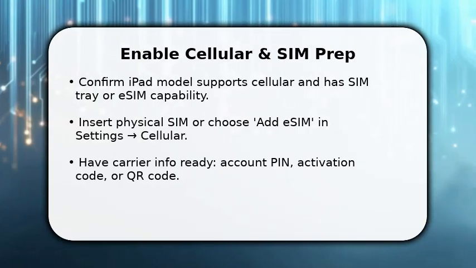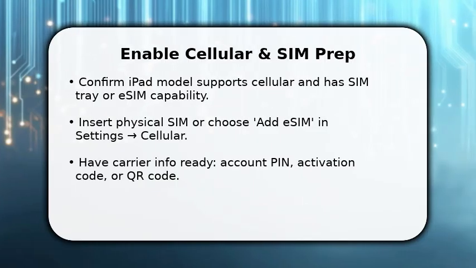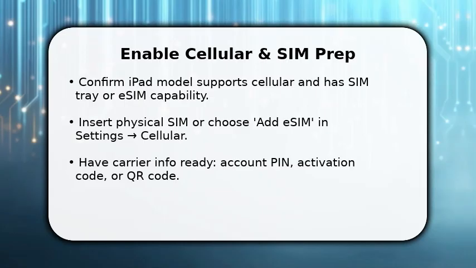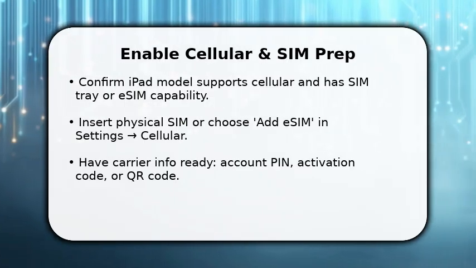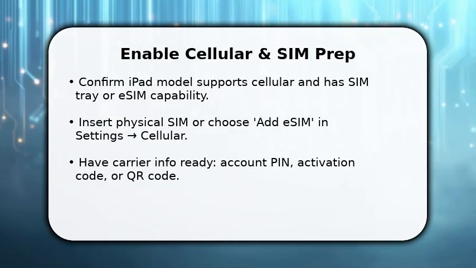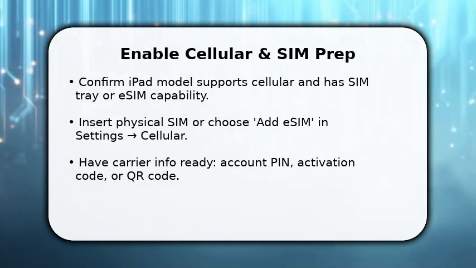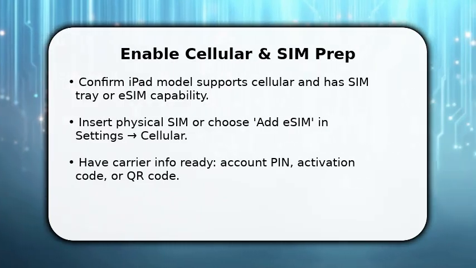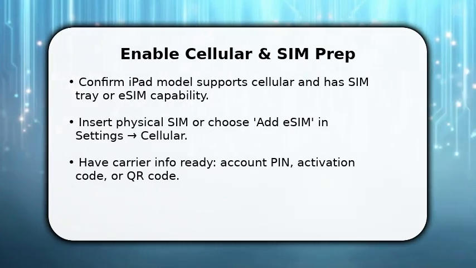You'll start by confirming your iPad supports cellular and preparing the SIM or eSIM. Open Settings and tap Cellular. This is where activation begins. If you have a physical SIM, insert it now. If not, choose Add eSIM and scan your carrier QR or enter details. Once done, enable cellular data and set your plan.